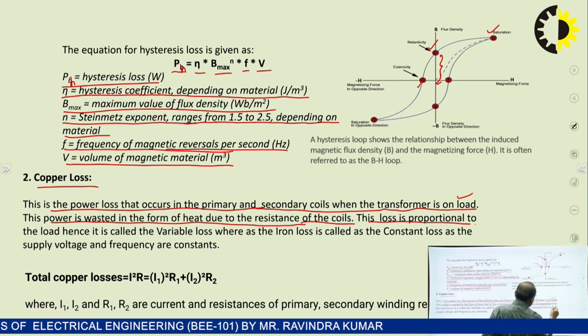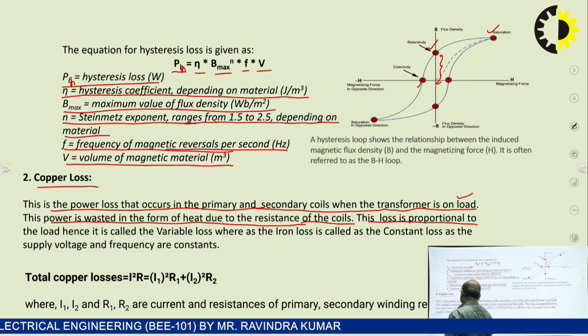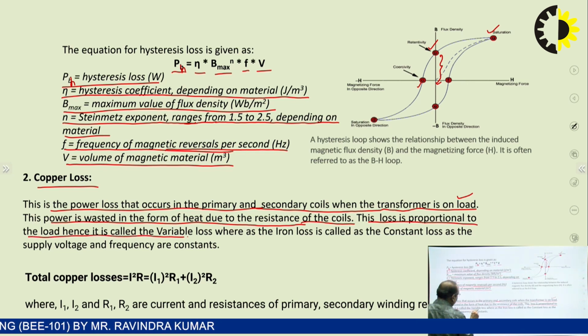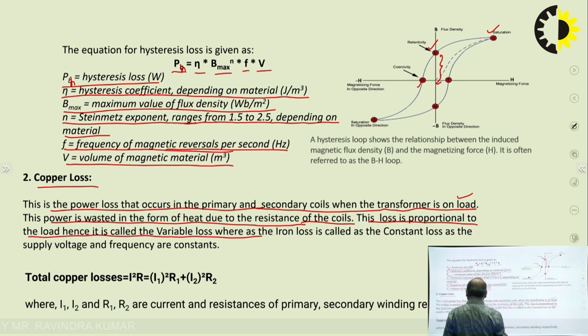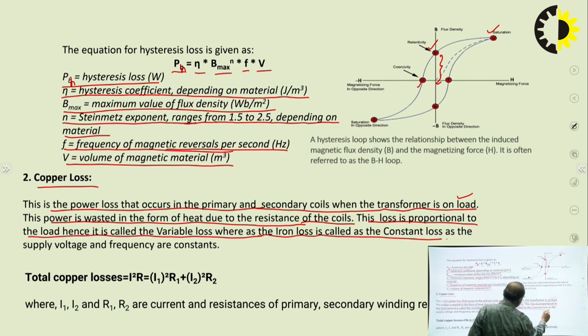This loss is proportional to the square of the current, that is load, since load means current or power. Hence it is called variable loss, since with the variation in load current, corresponding to the square of that current, this loss will also vary. That's why we call it variable loss. While iron losses are constant losses since they are independent of current.